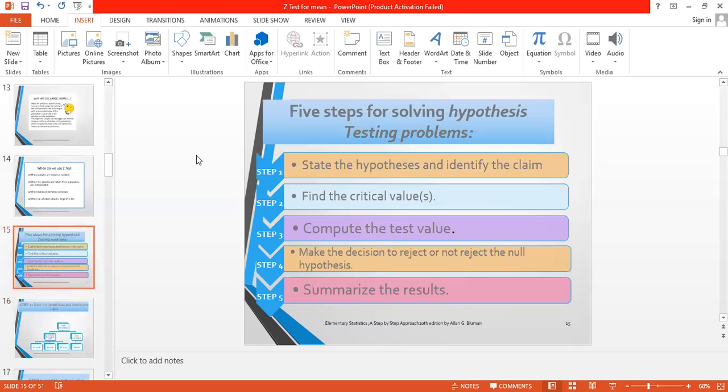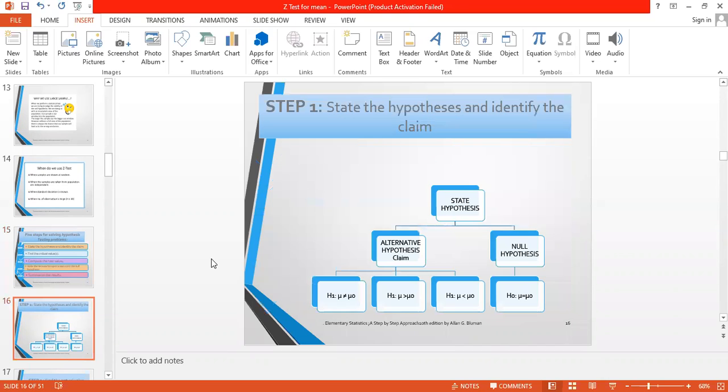These are the five steps which we use for solving our hypothesis of the Z-test. First, we state the hypothesis in two categories, null and alternative hypothesis. Then we find the critical values according to alpha, according to the level of significance. And then we calculate our test value by using the Z-test, and then make the decision whether to reject or not reject the null hypothesis, and then we summarize our results.